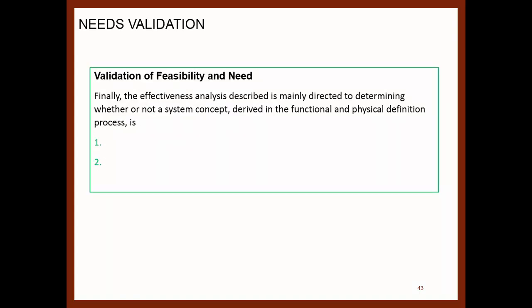Validation of feasibility and need. Finally, the effectiveness analysis described is mainly directed to determine whether or not a system concept defined or derived in the functional and physical definition process is feasible and satisfies the operational objectives required to meet a projected need.